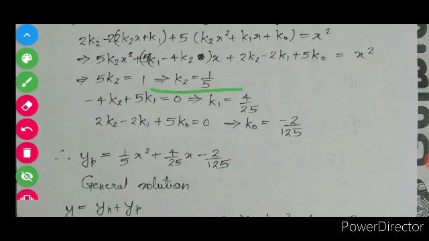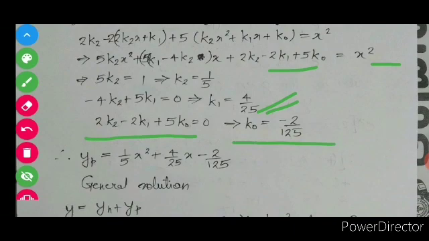So from there I get k2 equal to 1 by 5. The second equation is minus 4k2 plus 5k1 equal to 0, which I get by equating the coefficient of x on both sides. And from there I get k1 equal to 4 by 25, since we have already found k2 as 1 by 5. Now the third equation is 4k2 minus 2k1 plus 5k0 equal to 0, which I get by equating the constant terms on both sides. So from there I will be able to find k0, because we have found k1 and k2 already.